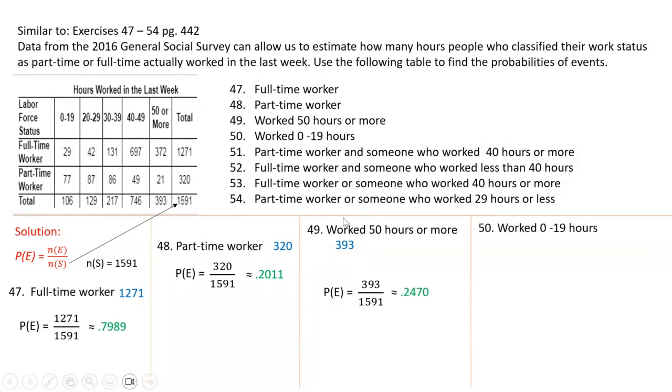Number 50. Work 0 to 19 hours. So we go to the category 0 to 19 hours. It's going to be what? 106. So the probability for that to occur is going to be 106 over 1,591. We'll put it in the calculator. So it's going to give us approximately 0.0666.